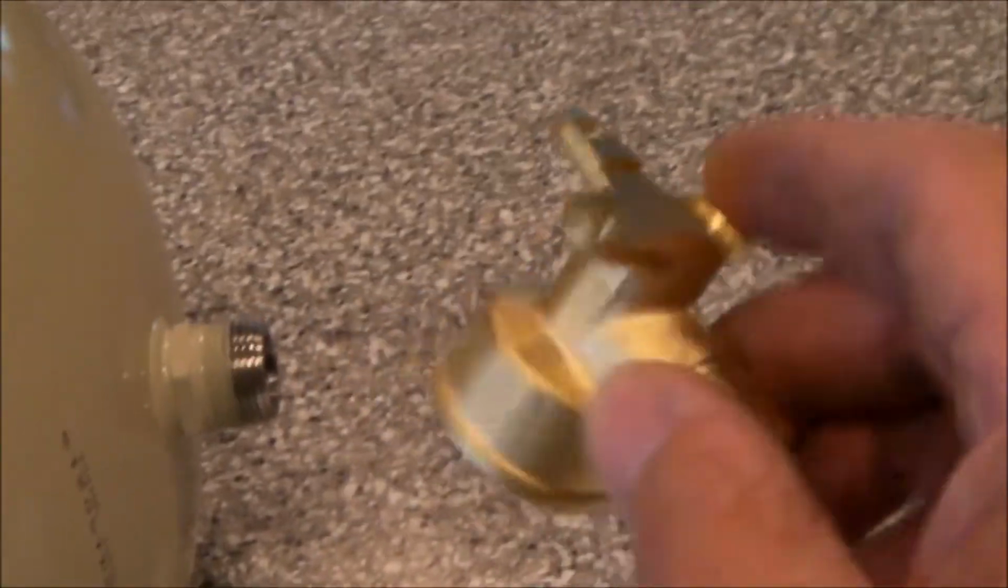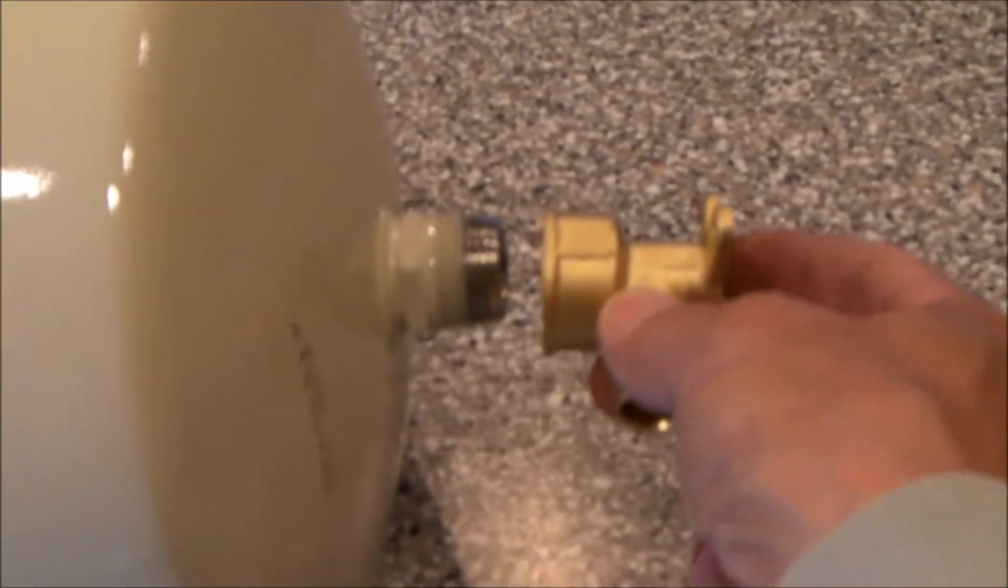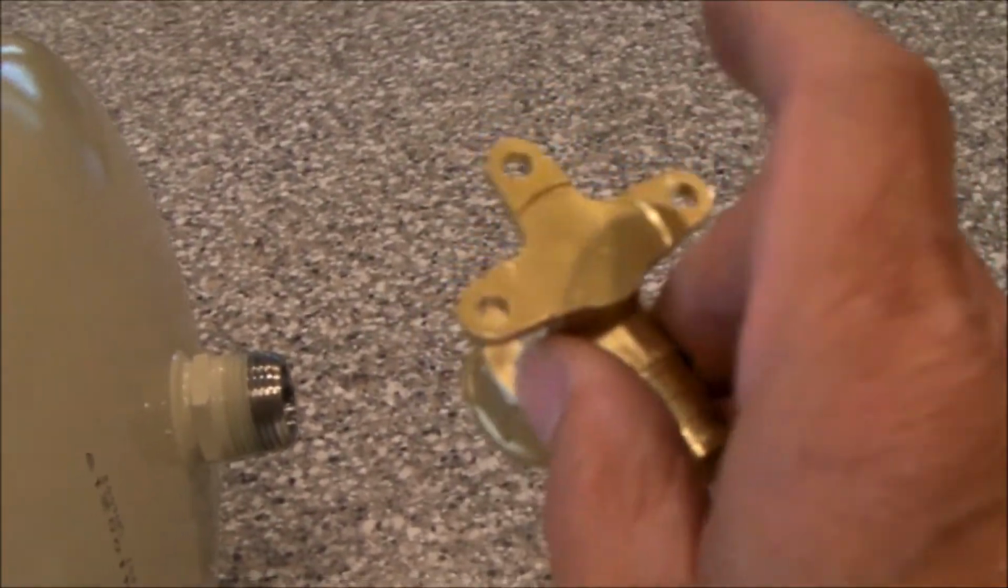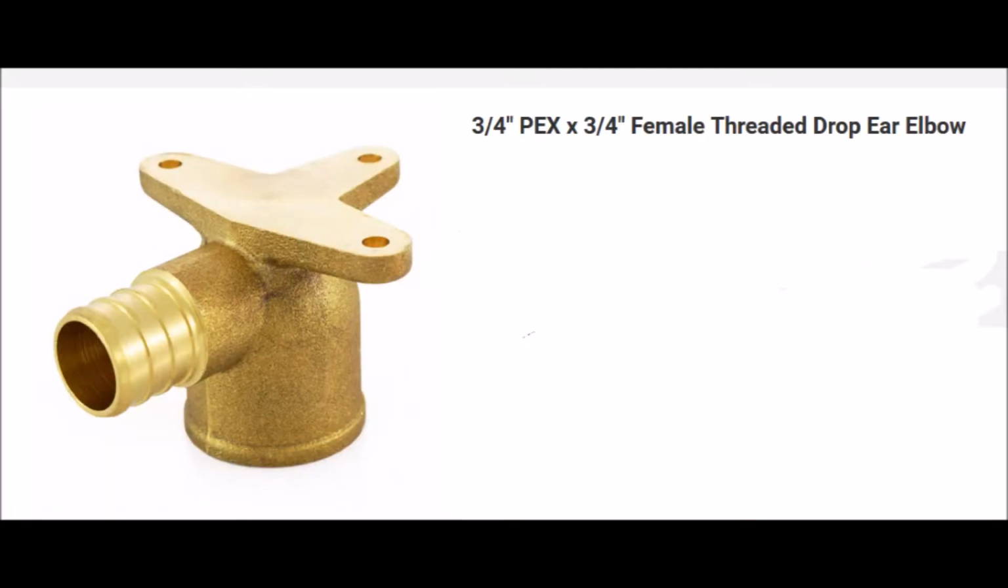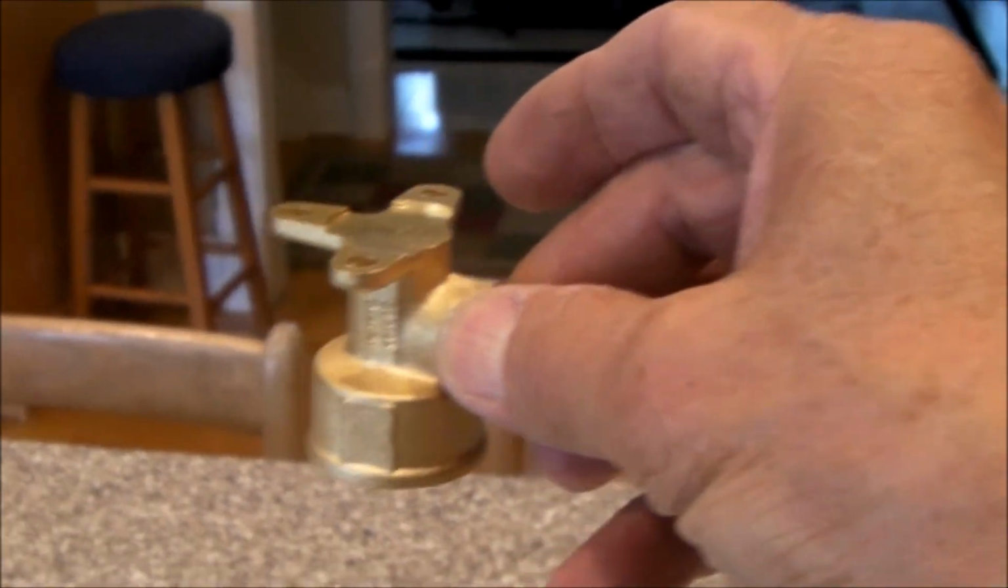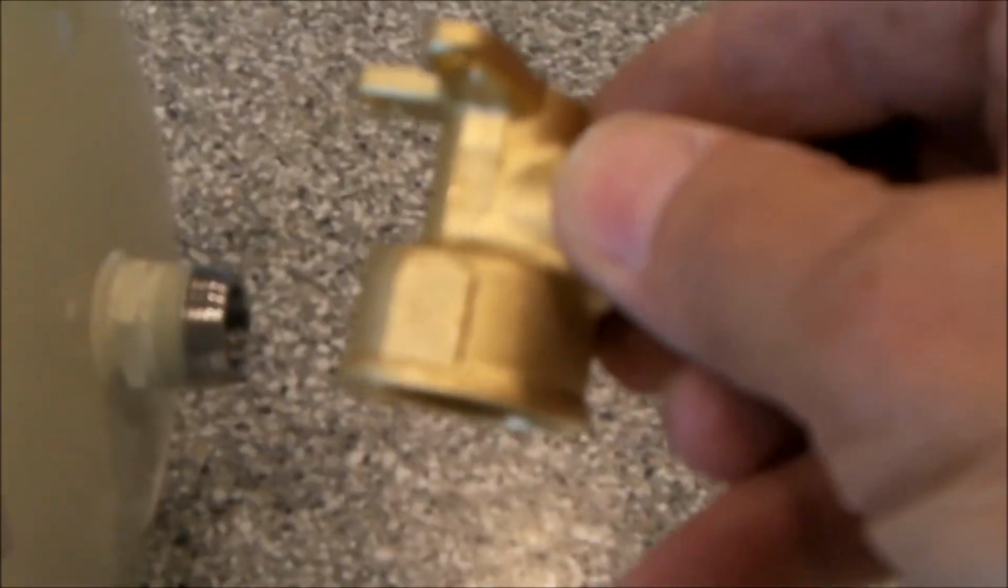So what I've decided to use is this. I was going to have to put a fitting on here anyway. So this happens to be an elbow with drop ears on it. And I'll mount this on a bracket and mount the tank vertically as the manufacturer says to do.